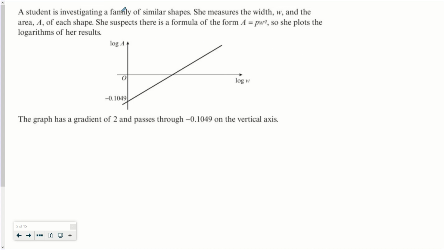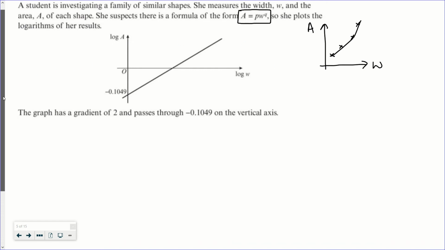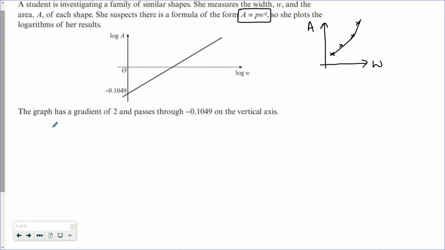In this example, we've got a student who's investigating the relationship between width and area. We're given that the relationship is exponential. So if we were to plot a graph of W against A, we would know that the graph would have that exponential shape where it gets steeper as we move to the right.